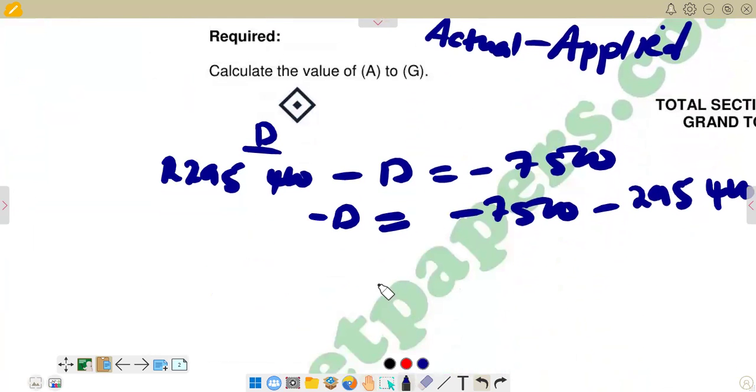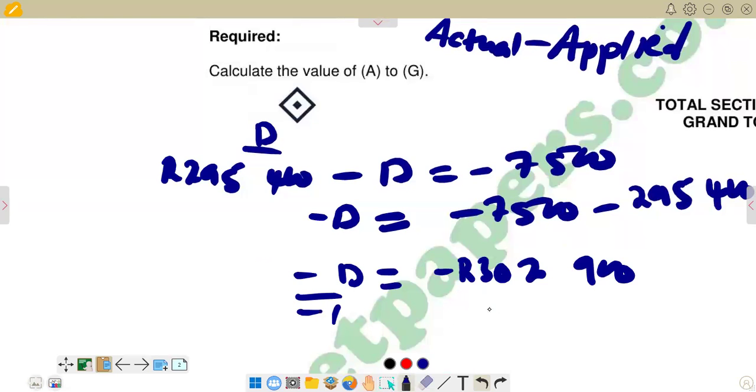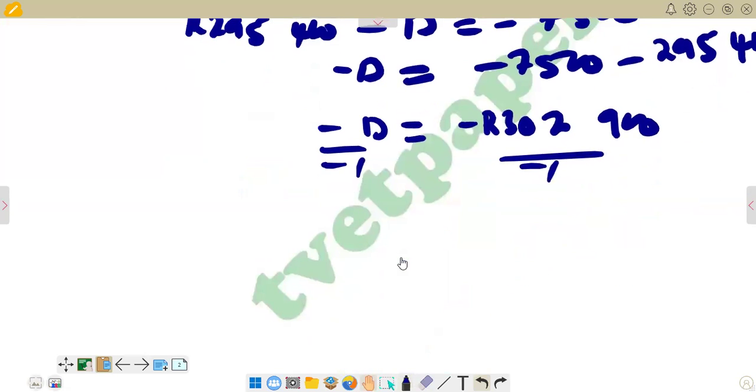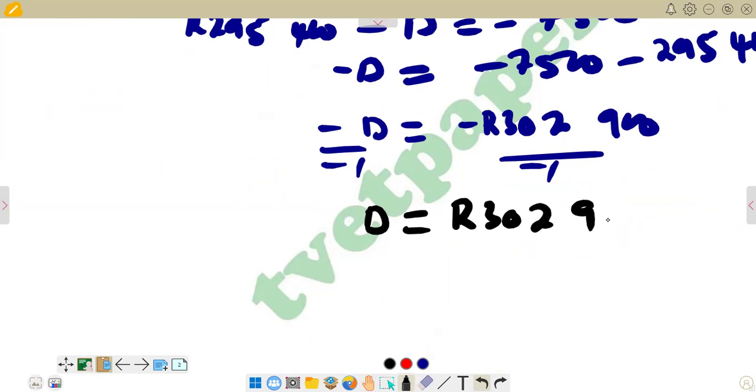I would see that you are going to get D. D is equal to negative 302,900. And obviously, in this case, we can divide by negative 1 on both sides so that they become positive. Having done that, our D now becomes 302,900. So this is our D.